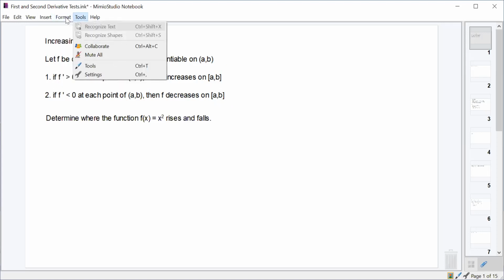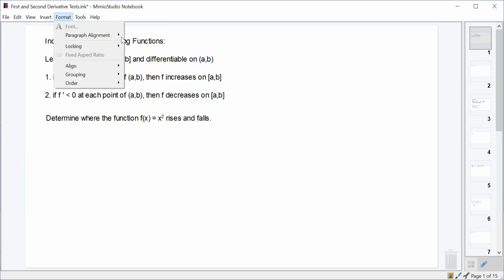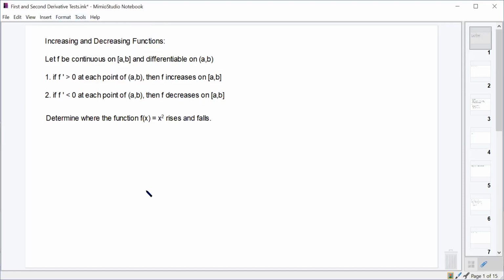So let's see if we can do this first problem here. We want to figure out where the function f of x equals x squared rises and falls. So where is f of x increasing and where is f of x decreasing? We're just going to use the derivative to do this, even though we already know the answer, right? We know when x squared is increasing and when it is decreasing, but we're going to use the derivative to do it. So we're going to find f prime of x. What's f prime of x? If f of x is x squared, it should be 2x.